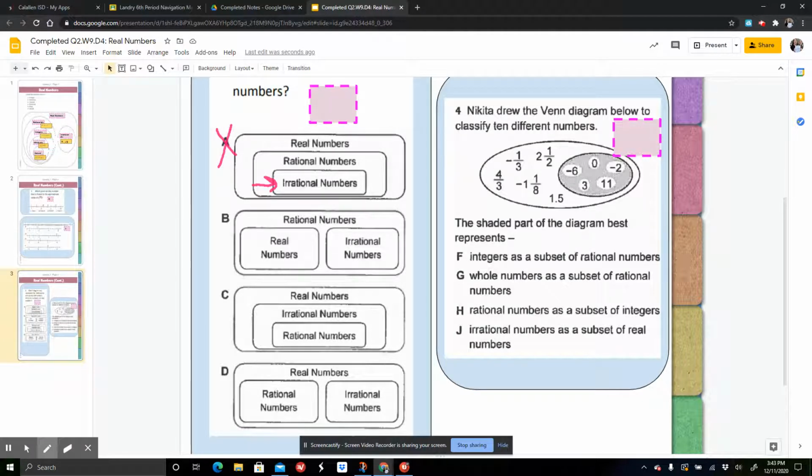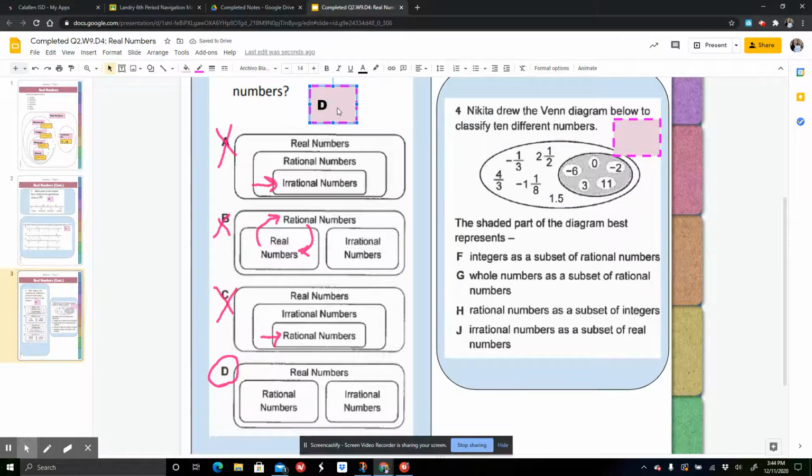Okay, so we go look at answer choice B. It has rational as the main title and then real over here. That's incorrect. These two are switched. Okay, so when we go letter C, it's got real and then irrational, and inside of irrational is rational. If these are rational, they can't also be irrational, so this is incorrect. Answer choice D has real, and then it has rational and irrational separately, and that is the way you would write that question's answer. So it's answer choice D.